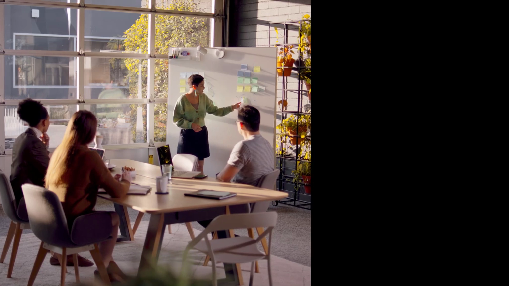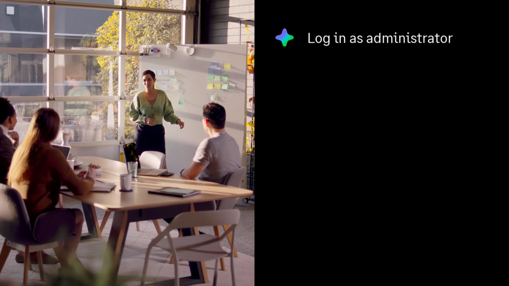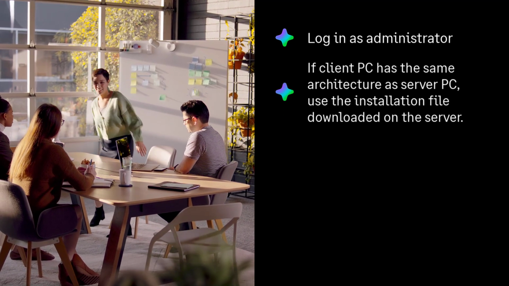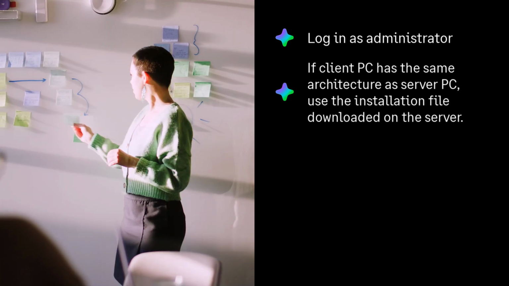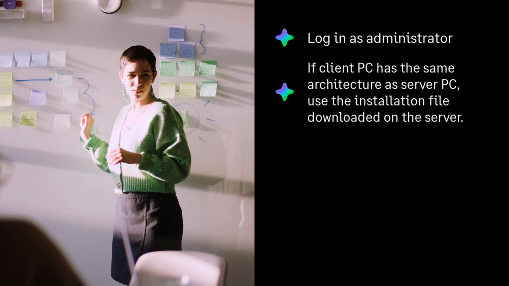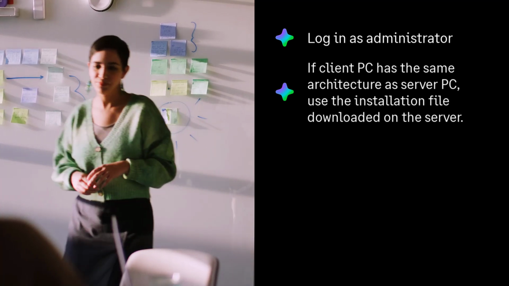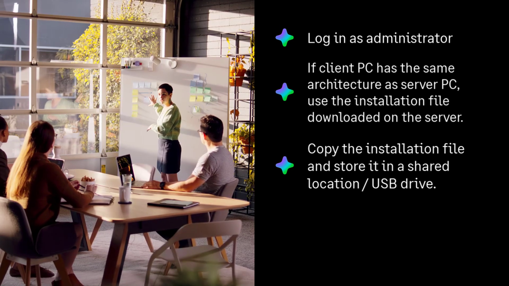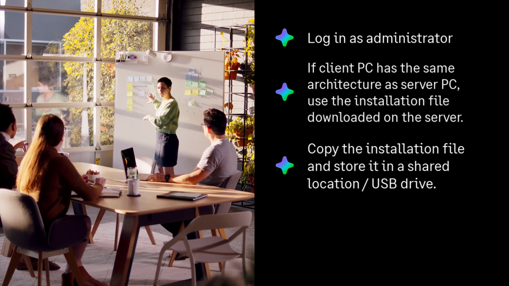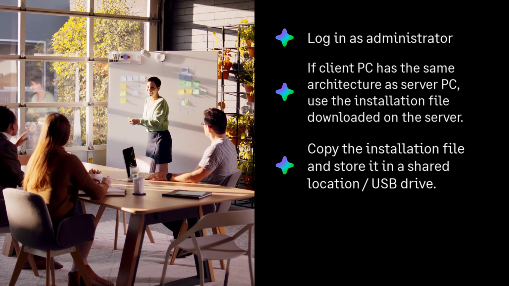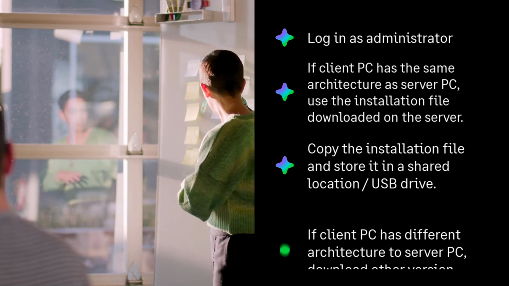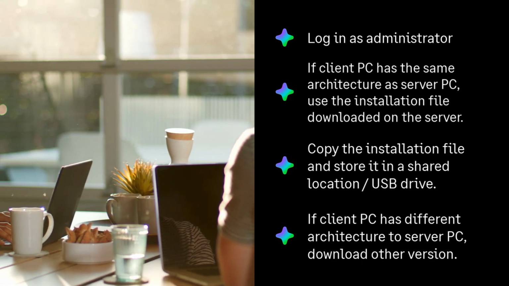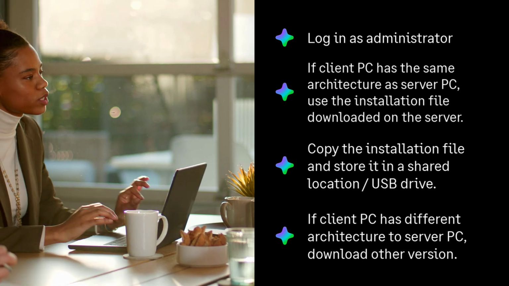Before upgrading, ensure you are logged in as an administrator on the client PC. If the client PC has the same architecture as the server, in this example 64-bit, you can use the installation file downloaded on the server. Copy the installation file from the Downloads folder on the server PC and store it in a shared location. Alternatively, you can transfer the file to a USB drive instead. If the client PC uses a different architecture, such as 32-bit, return to the Help Center article and download the 32-bit version instead.